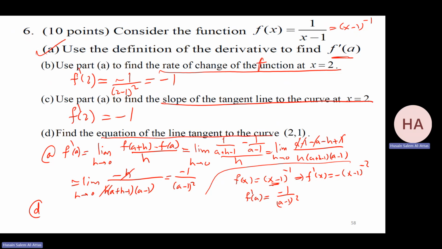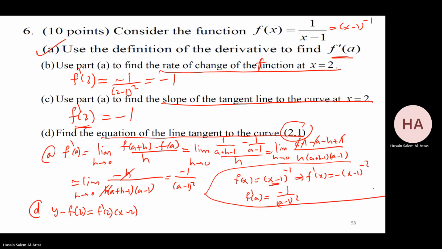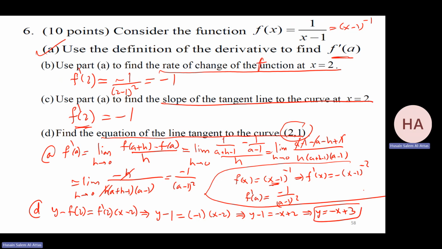In part D, what they want: find the equation of the line tangent to the curve. I know the point, I know the slope, which is f prime. So the equation is y minus f at 2, at the point 2, equal f prime at 2 times x minus 2. So y minus f of 2 is 1, f prime at 2 is minus 1, times x minus 2. So we have y minus 1 equal minus x plus 2, and I have y equal minus x plus 3. And that's my answer.